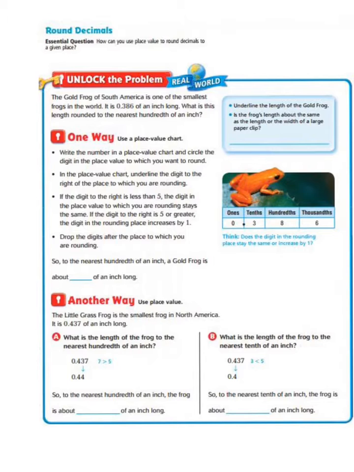Let's begin by taking a look at our essential question. It says, how can you use place value to round decimals to a given place? Well, let's begin answering that essential question by taking a look at our Unlock the Problem.